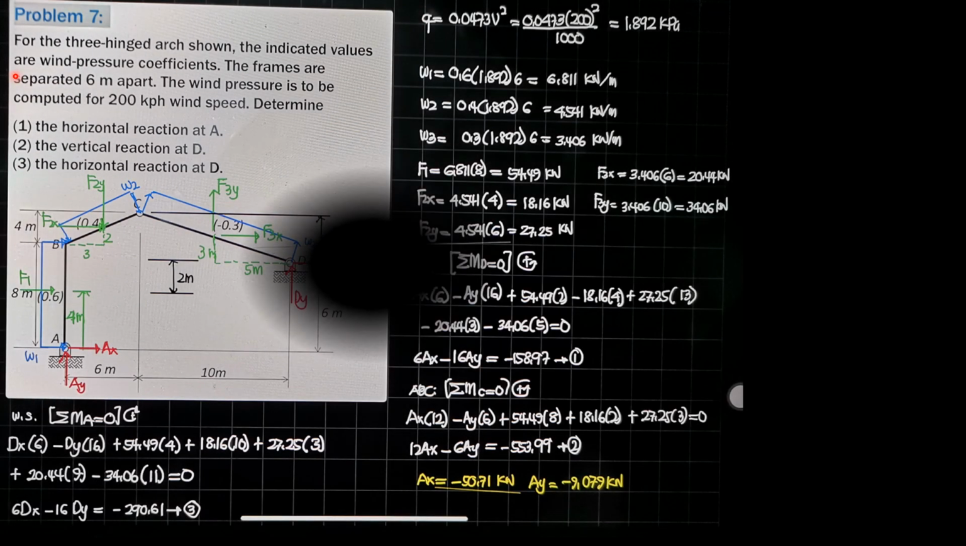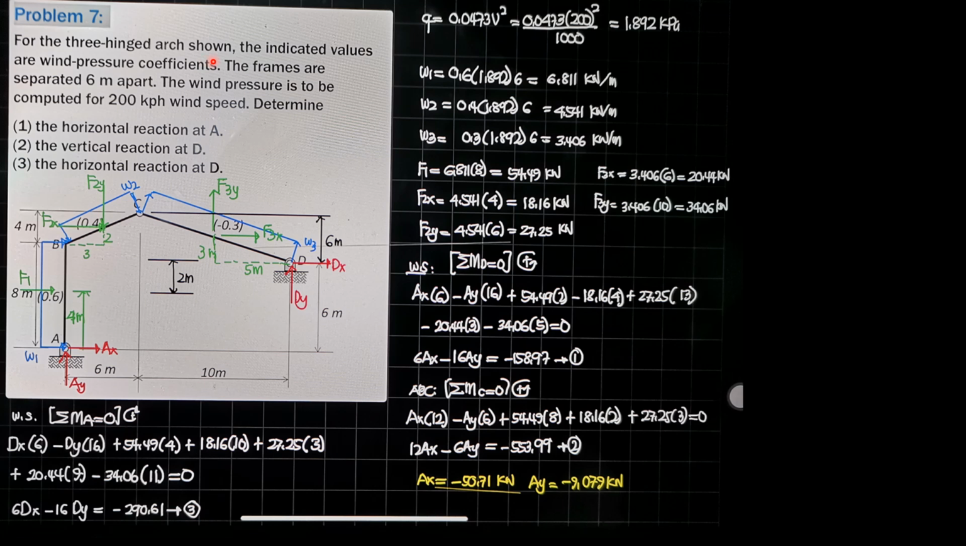For this second problem here, for the 3 hinged arc shown, the indicated values are wind pressure coefficients. So on this wall, 0.6, on this windward roof, 0.4, leeward roof, negative 0.3. The frames are separated 6 meters apart. The wind pressure is to be computed for 200 kilometers per hour wind speed. Determine the horizontal reaction at A, the vertical reaction at D, and the horizontal reaction at D. Or we will just determine the component reactions at A and D.